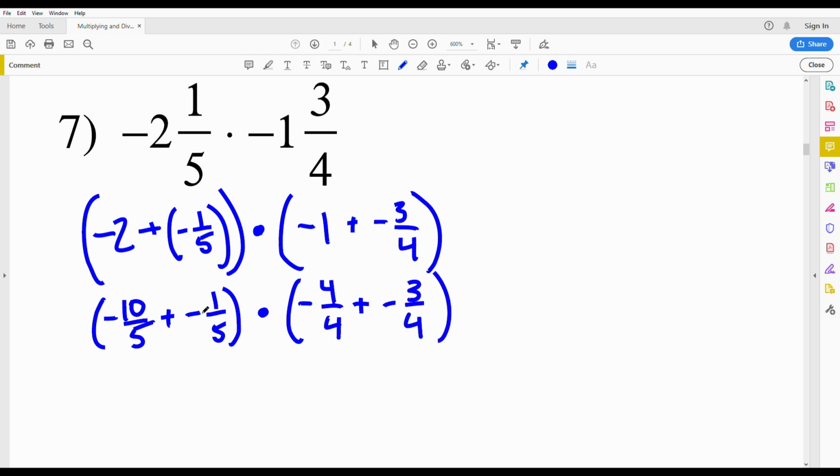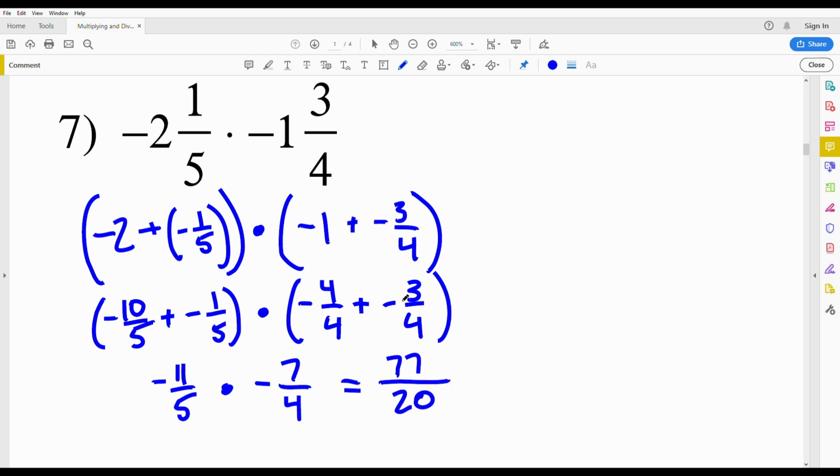Negative 10/5 plus negative 1/5 is a negative 11/5. And I'll be multiplying that by negative 4 plus negative 3, which is a negative 7 over 4. Negative 7/4. A negative times a negative, I know we're going to have a positive. So this is going to be 77 over 20.